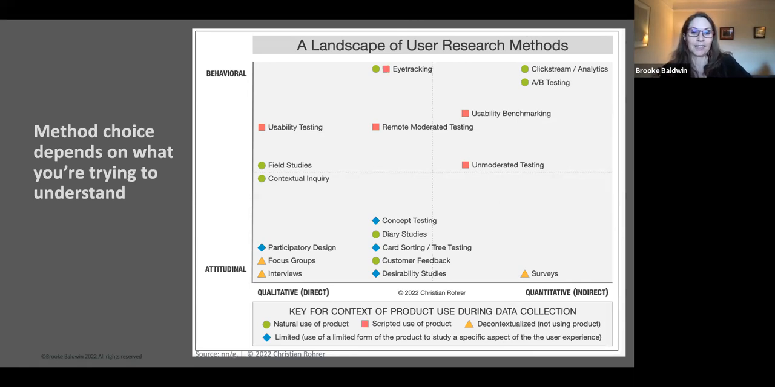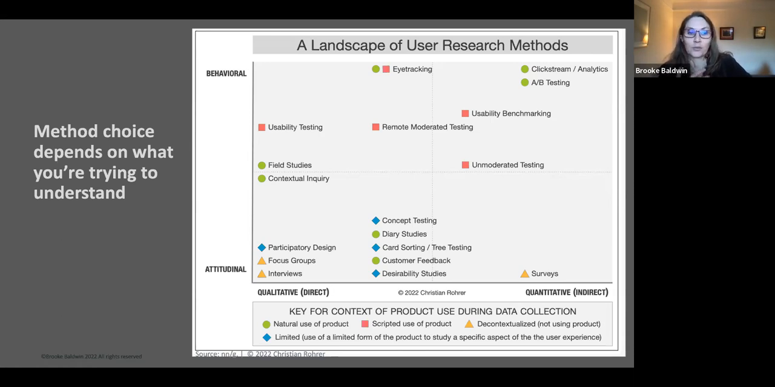I do, like I said, a lot of field studies and contextual inquiry. So the green circles that are below usability testing are still very far on the left side of qualitative. And they're partway in between attitudinal and behavioral, what they do and what they say. I want to know all of that. Often I am supplementing the primary method that I'm using with secondary methods, because I want to know the why.